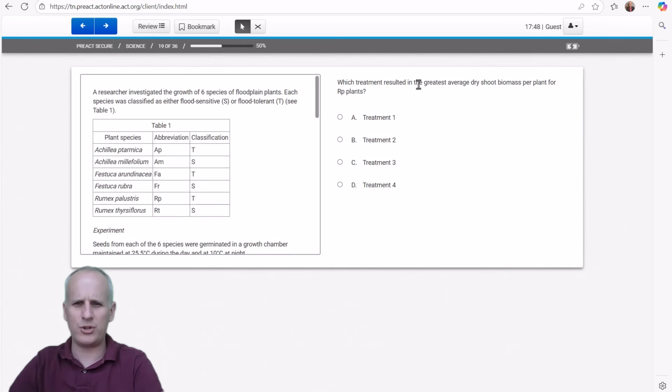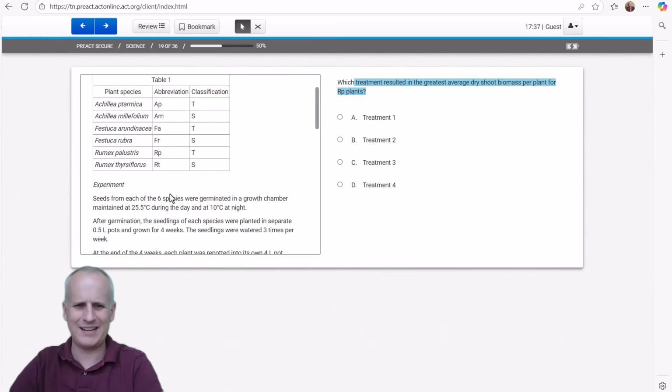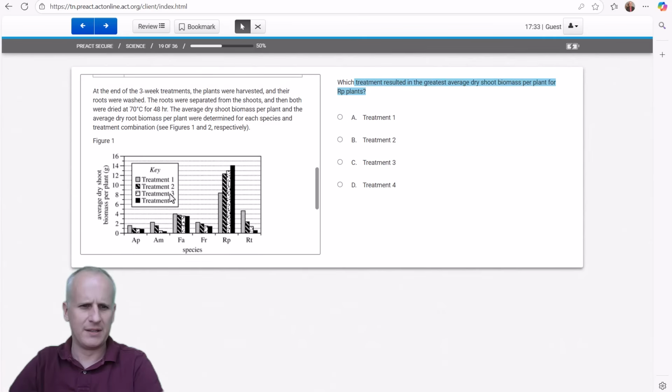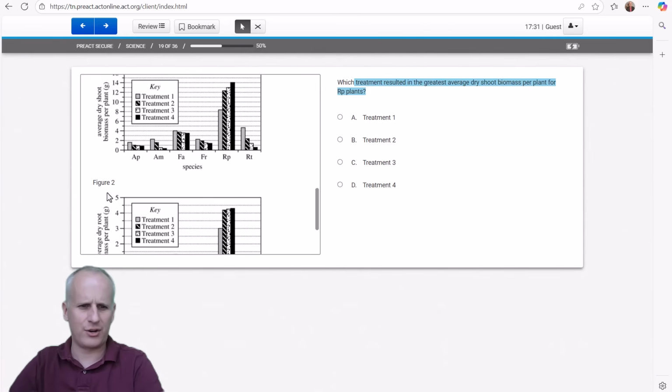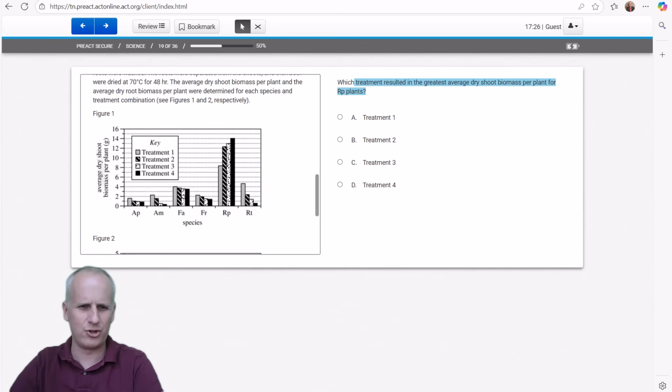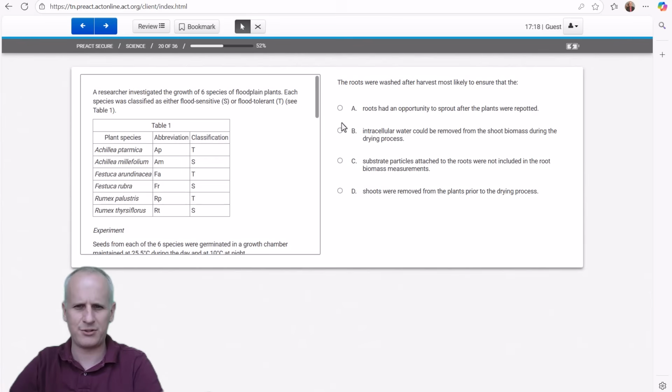Here we're being asked which treatment resulted in the greatest average dry shoot biomass per plant for RP plants. So we've got RP plants, and I want to find the greatest average dry shoot biomass. So we've got average dry shoot, and then we've got average dry root down here. So we're looking for average dry shoot, and we can see that the greatest mass is indeed going to be the solid black treatment 4. We'll select that and move on to the next question.